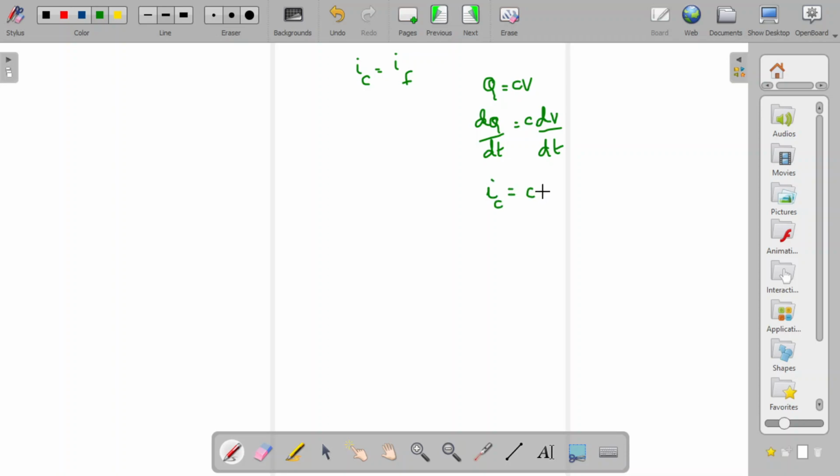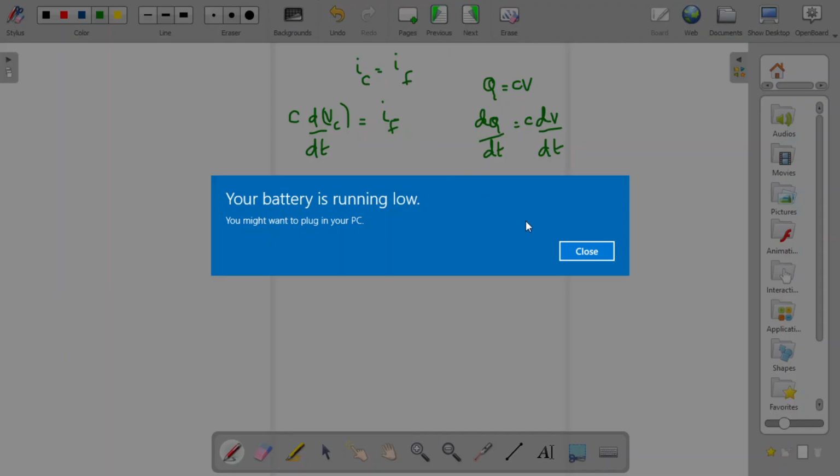So then C into dV, I can write it as dVc because it is the voltage across the capacitor. So dVc divided by dt. So then instead of IC, I can write C into d by dt of Vc, right? And this is equal to current IF.